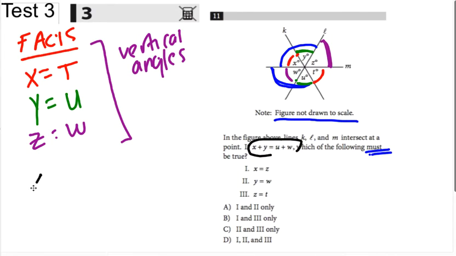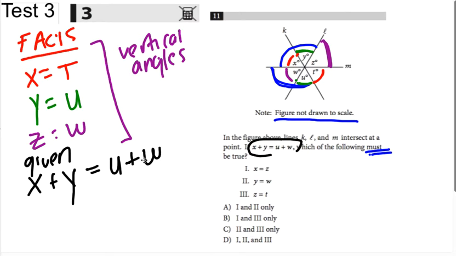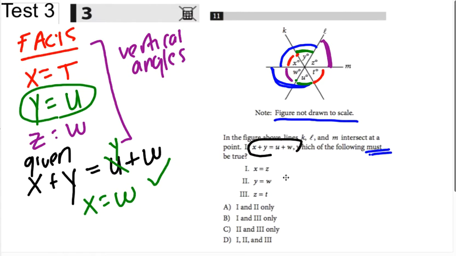Well, x plus y, so we're given that x plus y is the same as u plus w. Well, if I go ahead and replace the fact that I know that y is the same as u, if I make this a y, then I can recognize that that tells me that x has to equal w. So that's true, okay, but that's not one of the choices. So that we know x is the same as w.